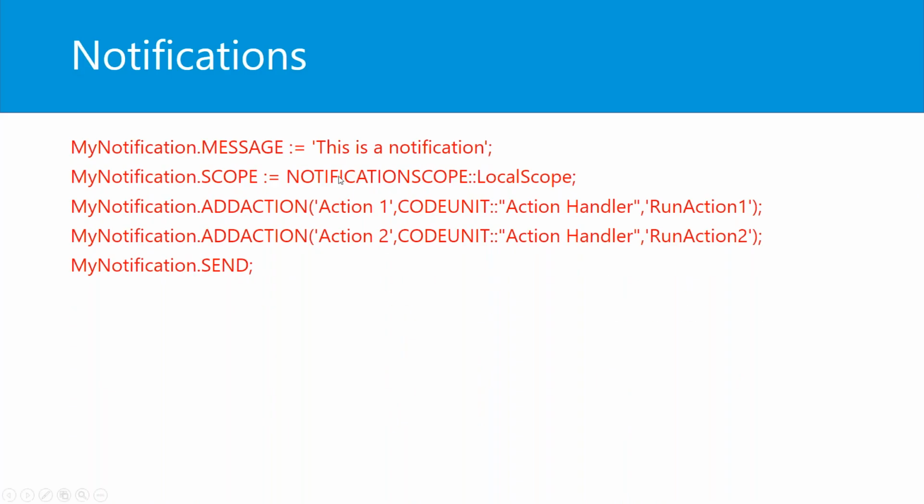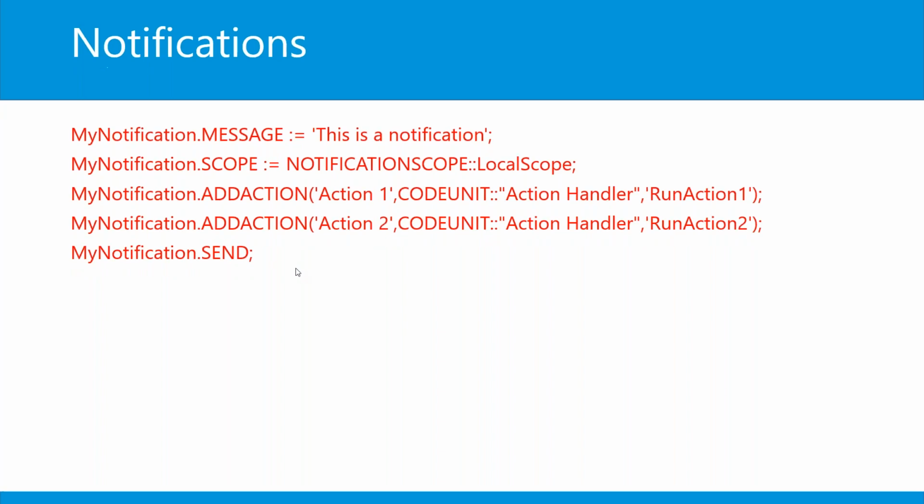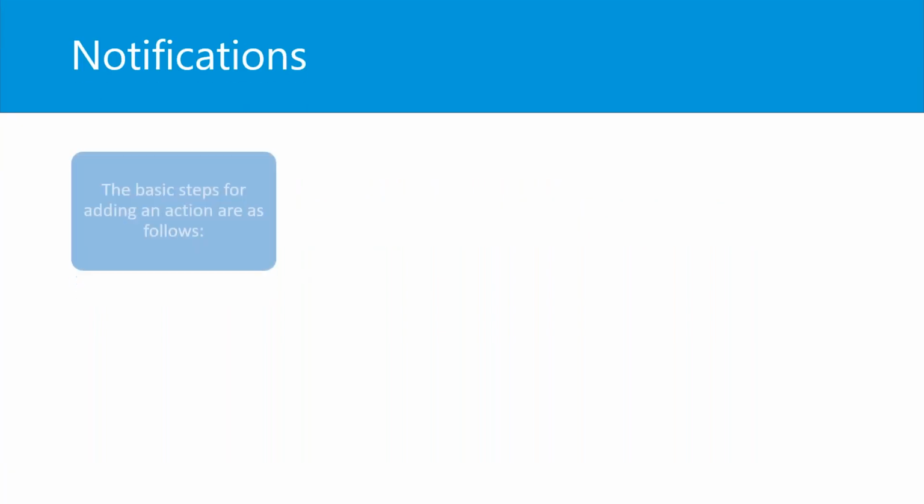So let me show you an example. I have my notification, then I will add an action, and if I select this action, that code unit will be executed. If I select another action, that code unit and that function in that code unit will be executed, and I can send my notification, and that's really, really interesting.